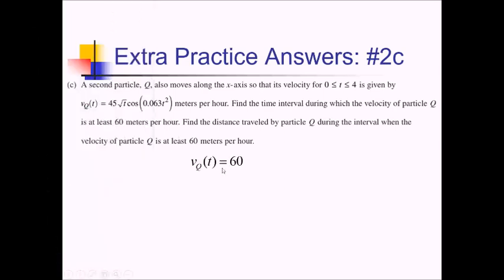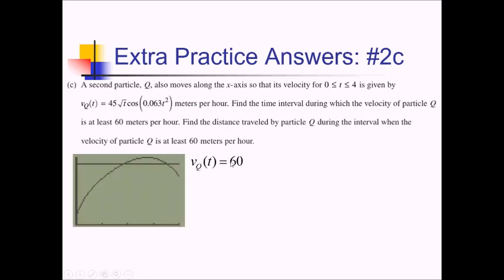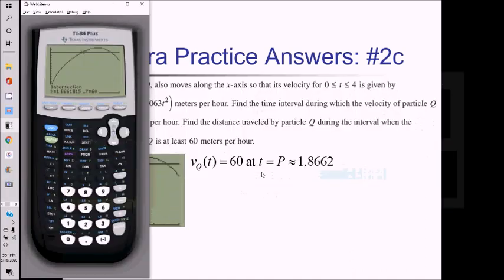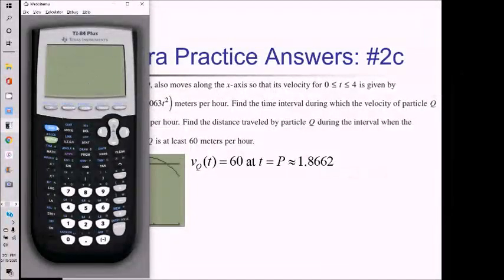And by the way, I'm setting this equal to 60, showing people what I'm doing on my calculator. Here's what it looked like on the calculator. So at time 1.8662, I'm going to call that P, both on paper and in my calculator. I'm going to quit out of that graph and store the answer I just got as alpha P. That way I can call it back quickly.